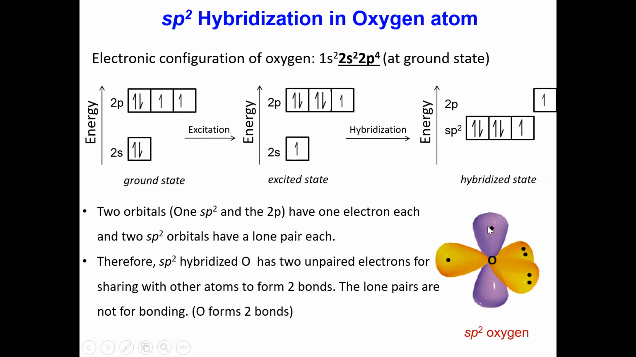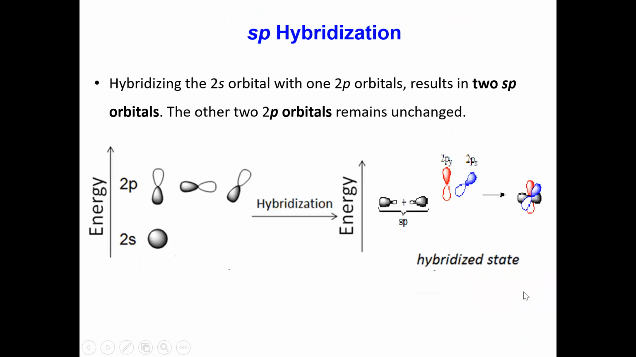Okay, so you have 2 electrons, 1 at the p orbital, 1 at the sp2 orbitals, and 2 lone pairs at the sp2 orbitals.